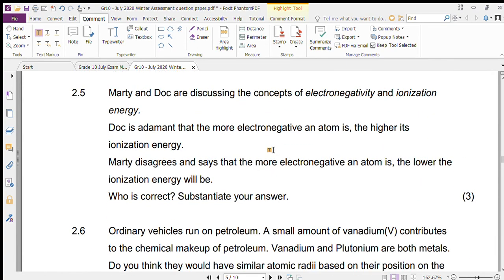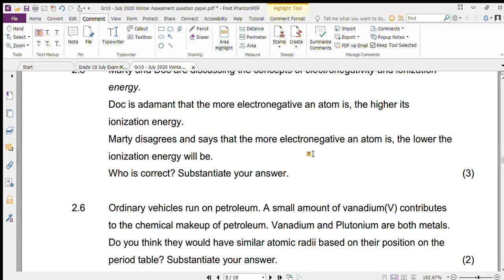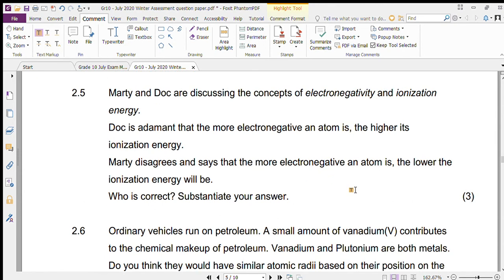For these 2 questions, 2.5, because the rest of the question was so straight out of the book, I put these 2 questions in to throw a spanner in the works. Let's see what they really know. Can they build up an argument? So 2.5 asks about the relationship of electronegativity and ionization energy.